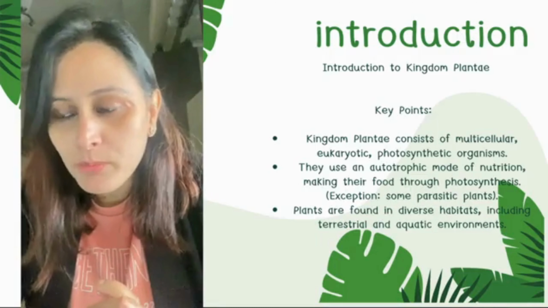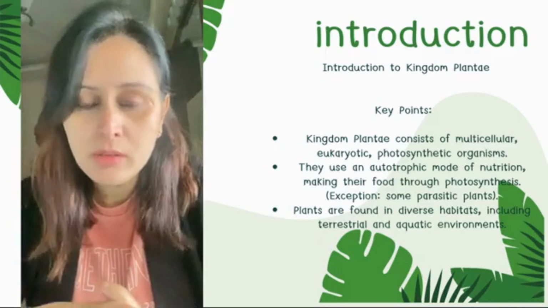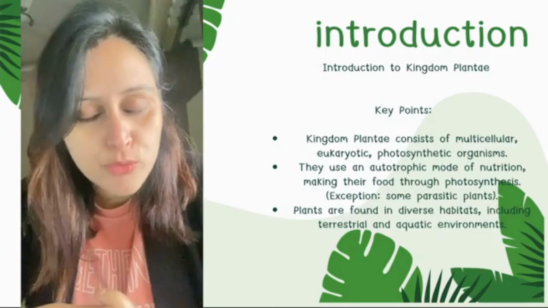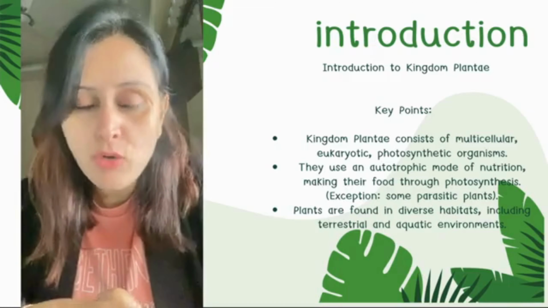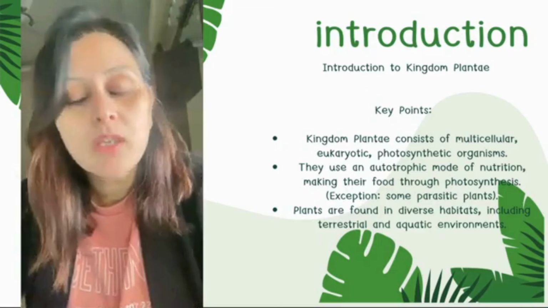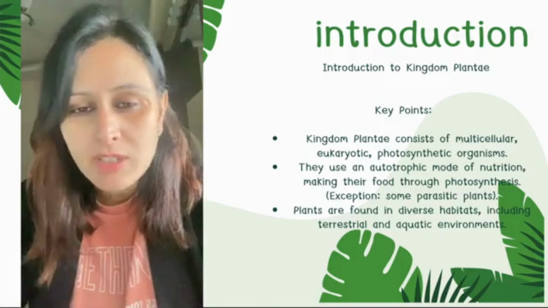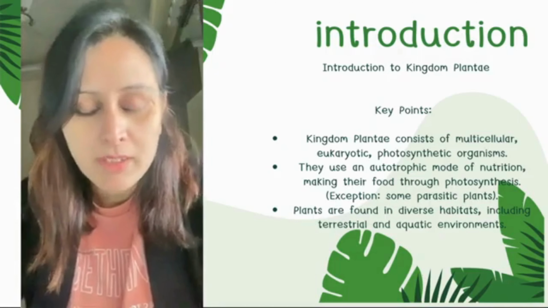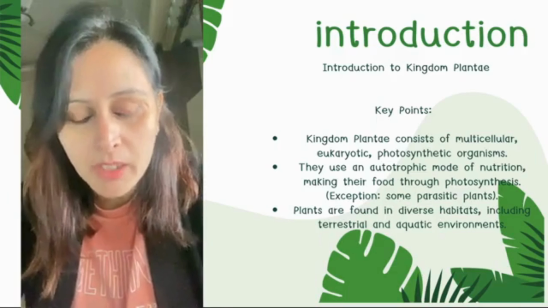Ranging from the habitat, they are found everywhere on the earth, be it the Arctic cold regions, the xerophytic areas, the aquatic areas or the terrestrial areas. So plants are found everywhere. But the general characteristics keep on changing as they keep on changing their ecosystem, their environment. That is how they keep on adapting to the various environments.